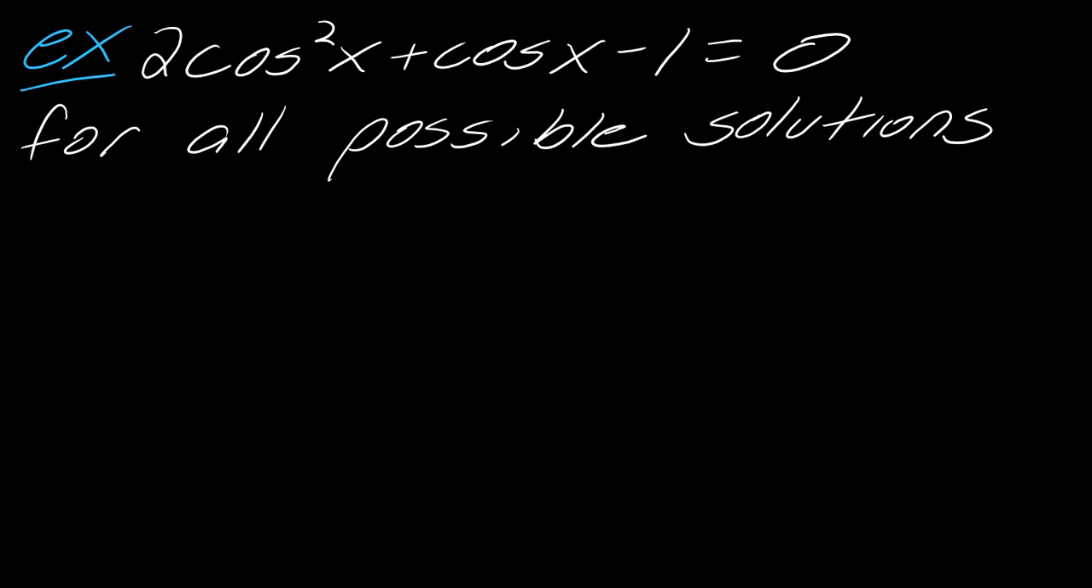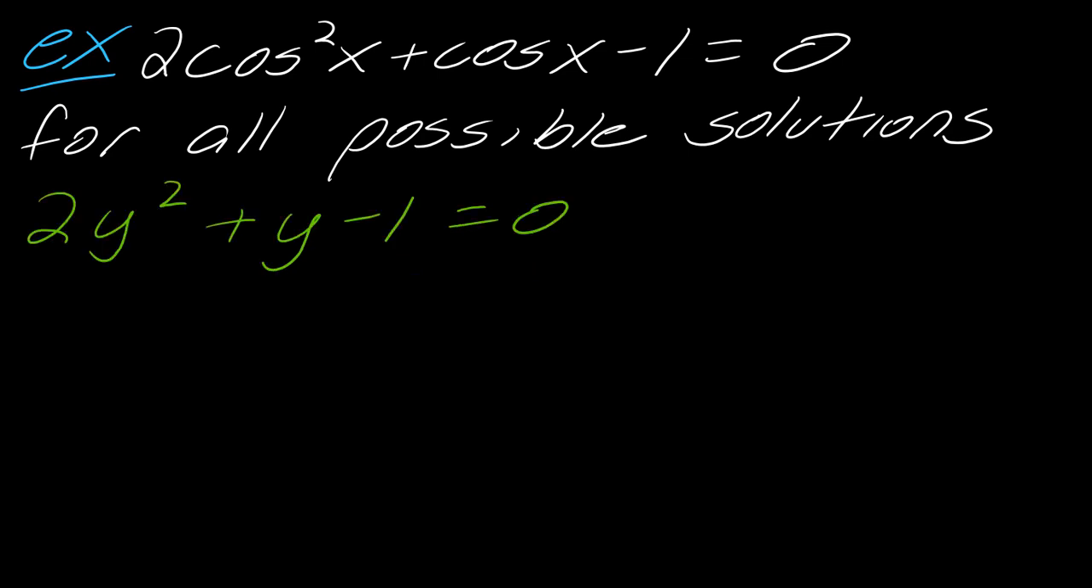Okay, so now what I want to do is I want to try another one of these, 2 cosine squared x plus cosine x minus 1 equals 0 for all possible solutions. So I suggest that you try this one. So remember, you won't get as much out of this video if you don't try. So pause here, give it a go, and then see how you did.